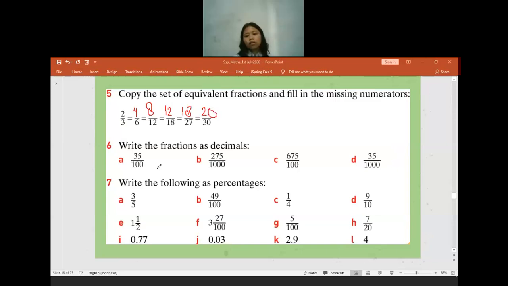Okay. If you have no difficulties, for question 6, anyone want to help me change this fraction into a decimal? What is 35 over 100? 0.35. Now what about 275 per 1000? 0.275. Oops, the decimal is gone. My handwriting is ugly. 6.75. Okay. Is there anyone confused?